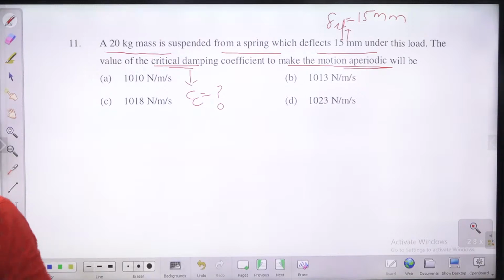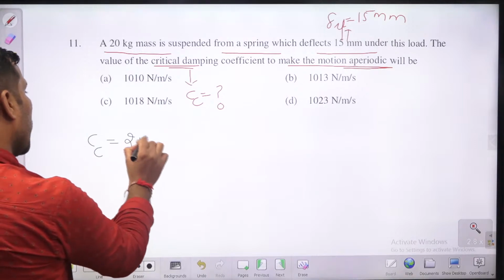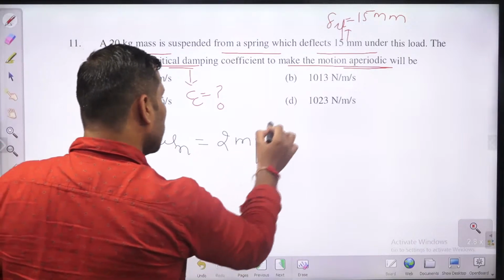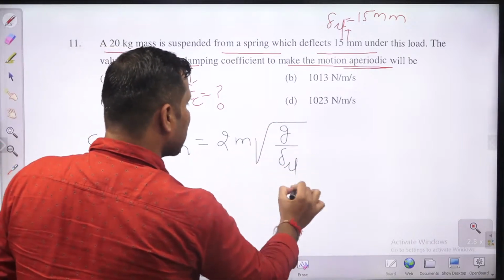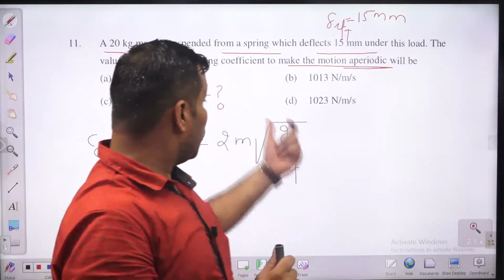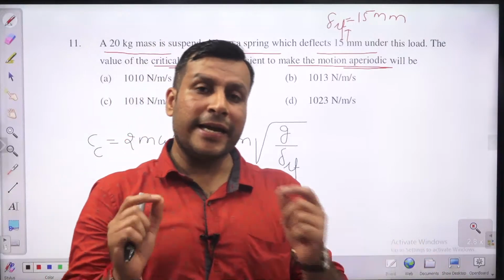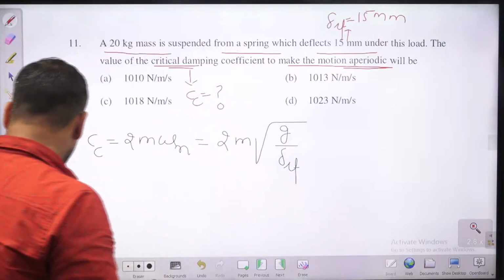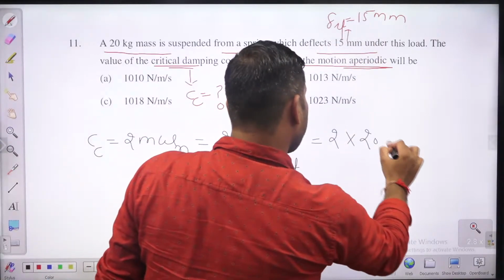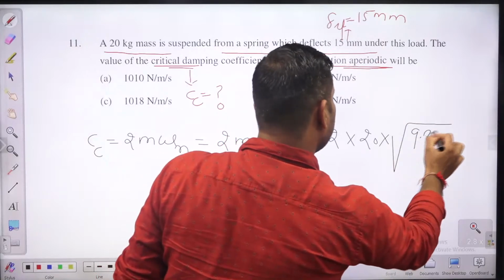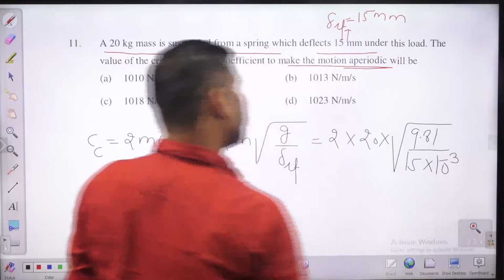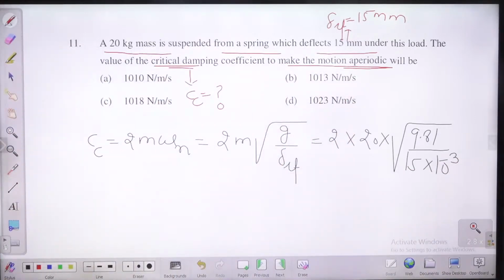So how will you solve this, guys? You know, Cc is nothing but 2m omega n, and this omega n is nothing but under root g by delta, where delta is the static deflection. Omega n you can write as under root k by m also, but you can write it as under root g by delta, where g is the acceleration due to gravity and delta is the static deflection. Now if you put in all the values: 2 into mass, which is 20 kg, under root g, which is 9.81, static deflection is 15 mm, so 15 into 10 to the power minus 3. If you solve this, you will get the answer.